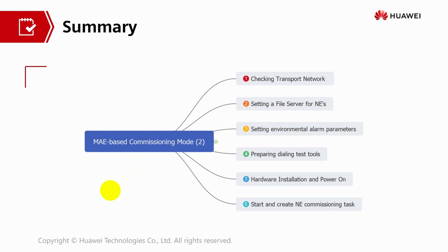So that is the summary of part 4. In this commissioning mode, we have discussed how to check the transport network, how to set the file server, how to set the environmental alarm parameters, how to prepare the dialing test tools, what hardware installation and power on involve, what the paths are, why we need to check the path option, and also how to start and create an any commissioning task.